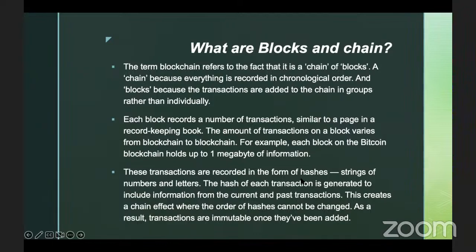And the transactions are recorded in the form of hashes, which are strings of numbers and letters. The hash of each transaction is generated to include information from the current and past transaction. So all the transactions in the blockchain are connected. You need some information from the last transaction to create the next transaction. You need some unique information from the first block to create the second block.